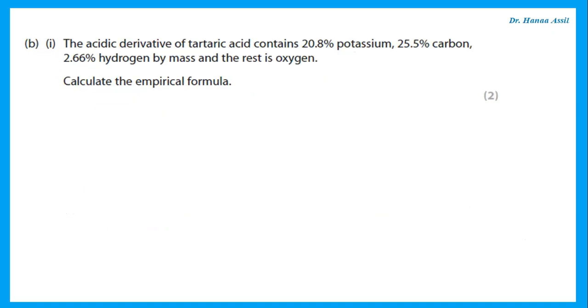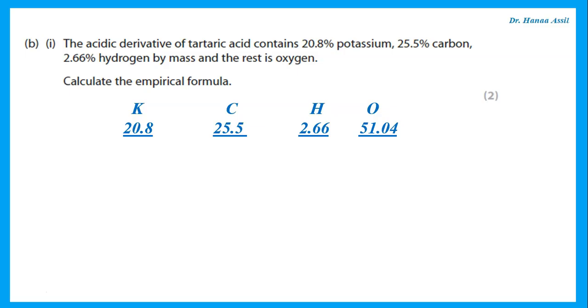The acidic derivative of tartaric acid contains this percent potassium, percent carbon, percent hydrogen, and the rest is oxygen. Calculate the empirical formula. How do we calculate empirical formulas? We write the percentages. Now, how did I get oxygen? Of course, you add up potassium, carbon, hydrogen, and you subtract from 100. The total is 100. So the oxygen is 51.04.